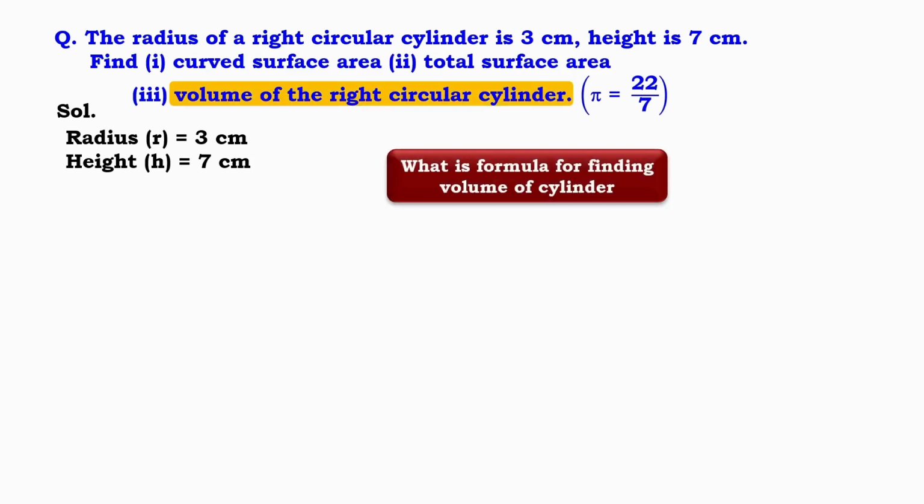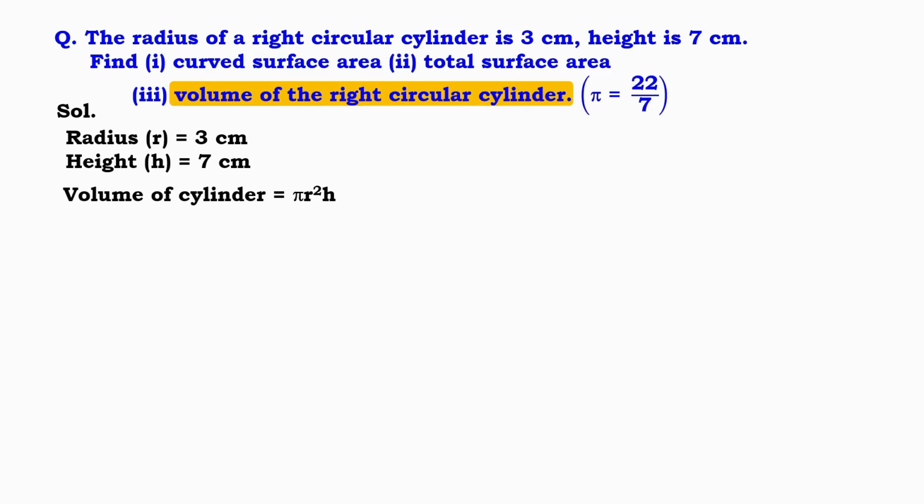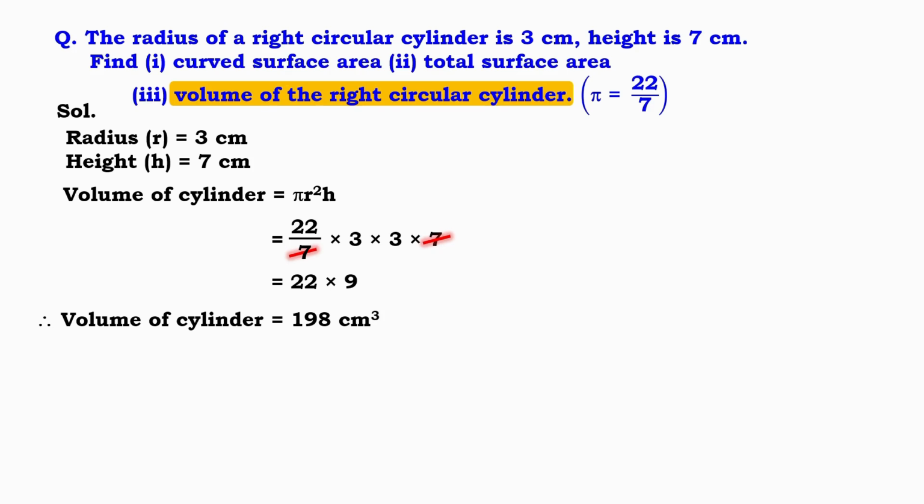Now the next thing we need to find out is the volume of the cylinder. So for the volume of the cylinder, what is the formula? That is pi r square h. Now put all these values in the formula: 22 by 7 into 3 into 3 into 7. Now cut the 7, we got 22 into 9. So the volume of the cylinder is 198 centimeter cube. Always remember, for volume the unit will be in terms of cube, and for area, whether it is curved or total, the area will always be in terms of square. So here the volume of the cylinder is 198 centimeter cube.